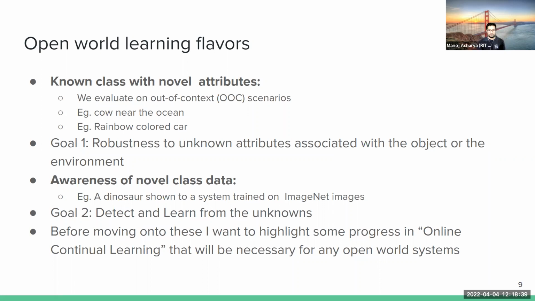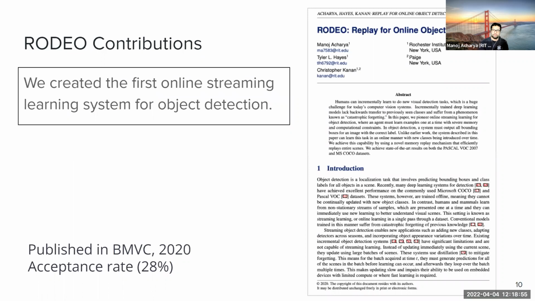But before moving on to this, I want to highlight some progress in online continual learning that will be necessary for any open world systems, right? So we need to learn in a continual manner. So I want to talk about our paper Rodeo, which is published in BMVC 2020, where we created the first online streaming learning system specifically tuned for object detection.